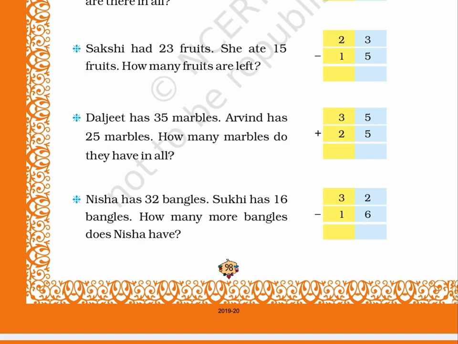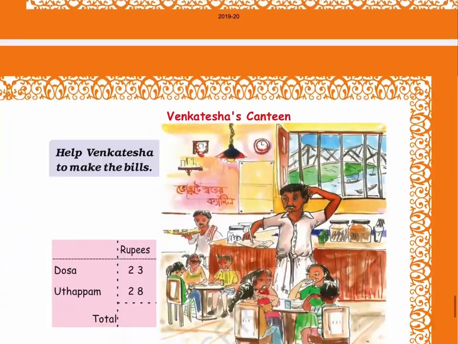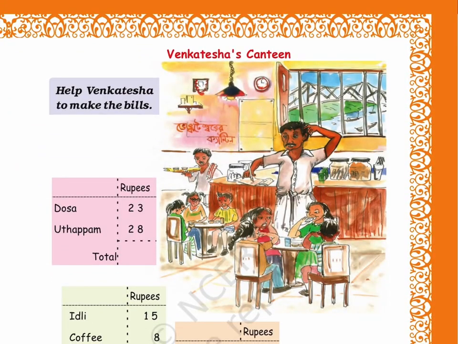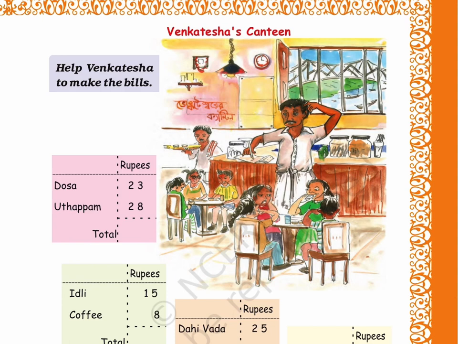Page 99. Venkatesha's canteen. This page has a picture of a canteen. Venkatesh, the owner of the canteen, is scratching his head and is standing near the counter with an open bill book. A group of children and adults are shown sitting on chairs around the tables and enjoying their food. A waiter wearing dhoti kurta is bringing food on a large tray from the left side. A lot of eatables are kept in the glass jars on the counter.